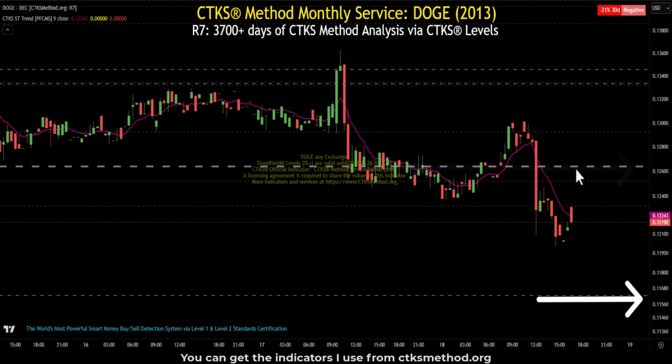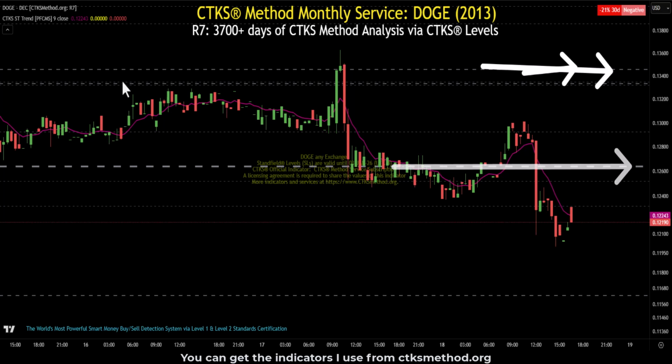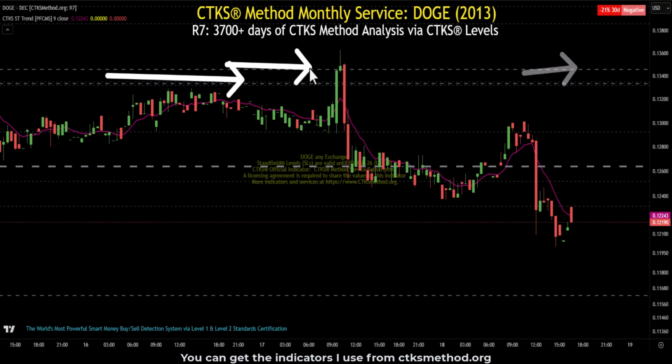Now, when we look down at this particular level around that 11,570, this is literally the first area of structural support inside Doge. At least you know where the levels are. You know how clustered they are. You know how they respect those levels. This happens across all price charts. CTKS structure has been proven over many years.